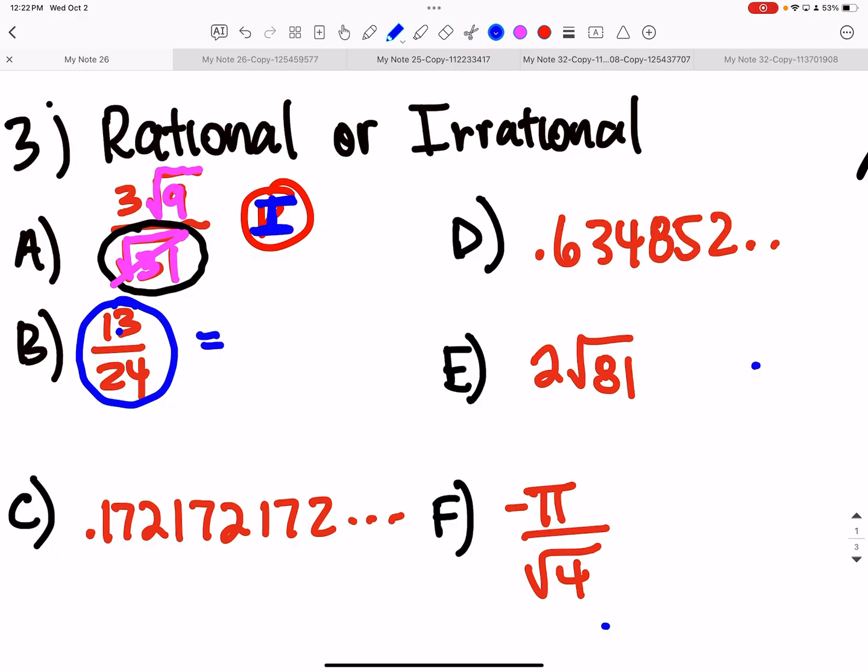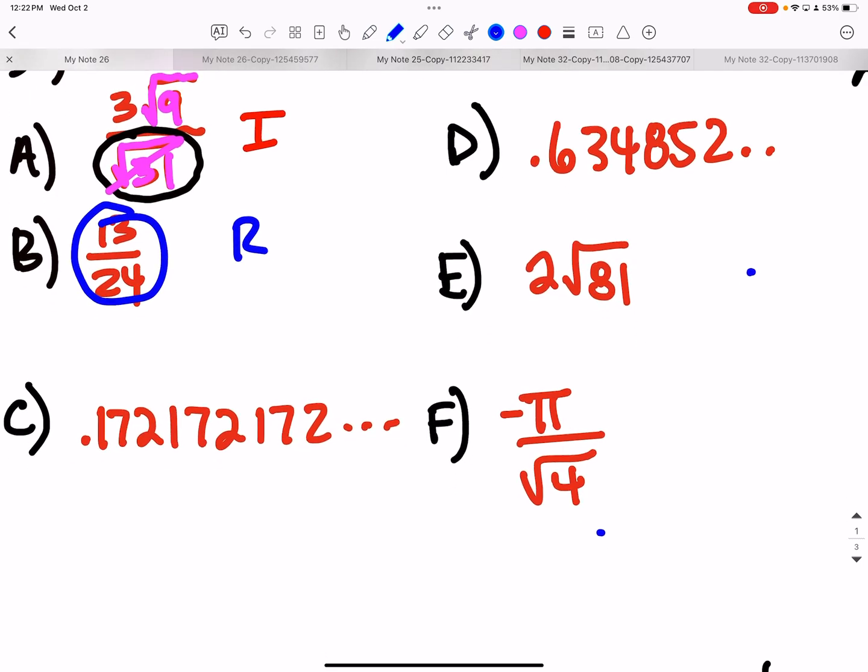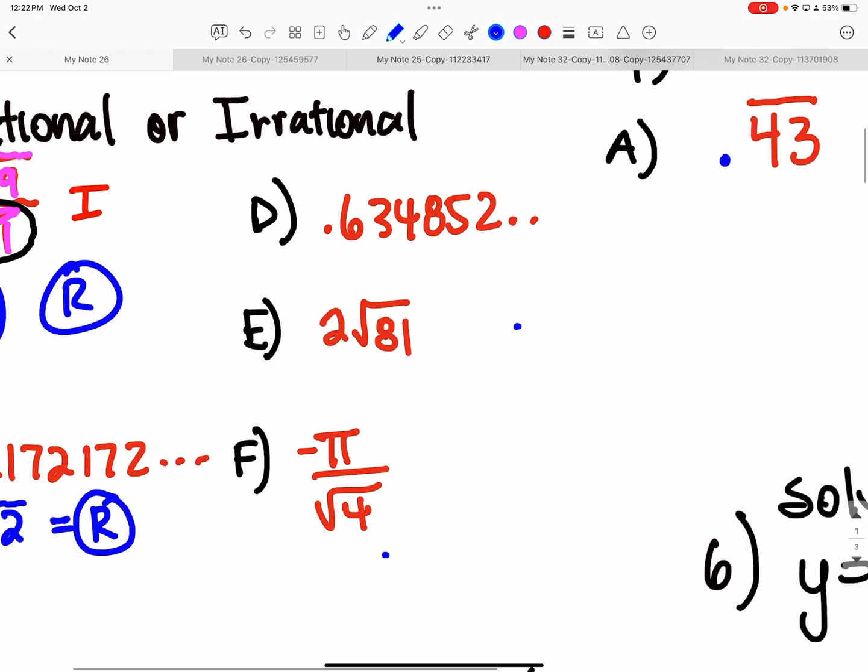Oops, sorry, irrational. What am I doing? I did the right color, the wrong letter. Irrational. This one is just a normal fraction that's rational. That's what rational means. This is 0.172, where the 1, the 7, and the 2 all repeat. We should know how to make those into fractions. This is rational. All right, let's see. 0.634852 goes on forever, no pattern. Irrational.